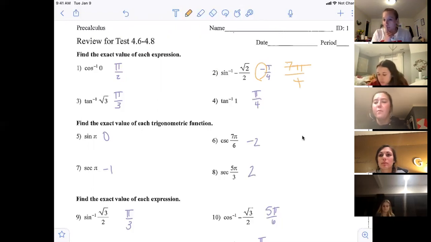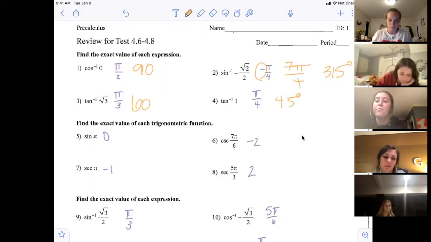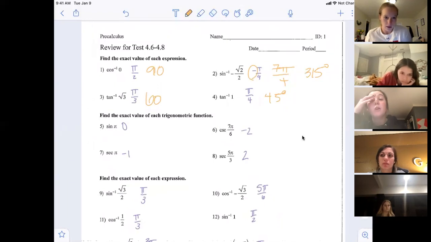Oh, these are angles. I chose to write them in radians. You could write them in degrees too. Yeah, like 90, I put 90 degrees and pi over 2. 315. Yep, you can do that. Yeah. 45. Okay. Would you prefer one or the other, or both, or does it really matter?